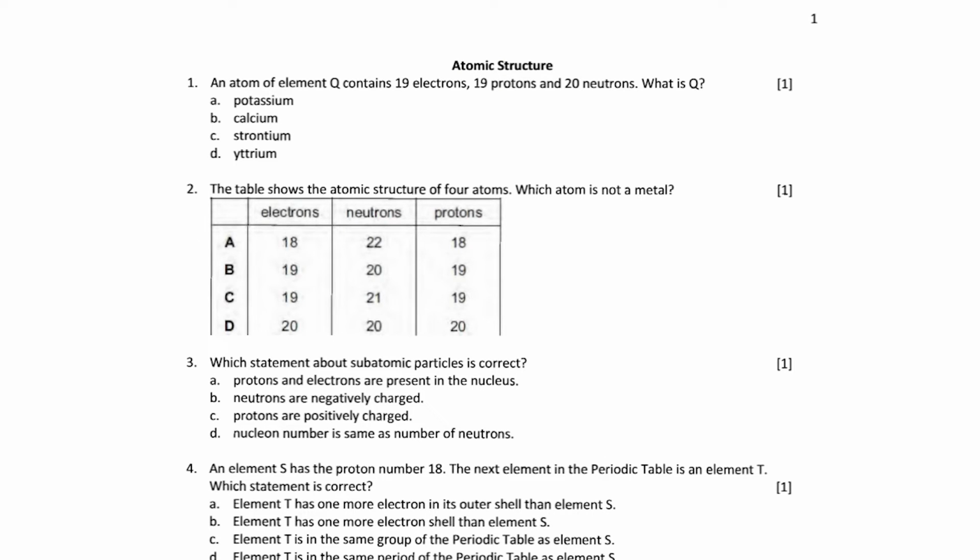So let's start with this first MCQ. It says that an atom of element Q contains 19 electrons, 19 protons and 20 neutrons. Now we do not know what element Q is, and that's exactly what the question is: what is Q?